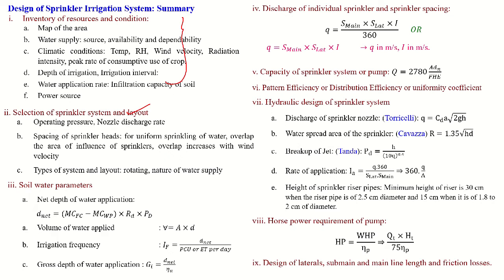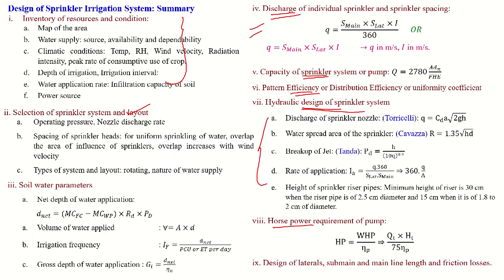Next, soil water parameters, discharge of your sprinkler, and spacing between your laterals and spacing between your sprinklers also we need to take into consideration. Next, capacity of your individual sprinkler and pumping system, and pattern efficiency of your sprinklers, and hydraulic design of your sprinkler, like nozzle diameter, pressure, spread area, breakup jet, and water application from your sprinkler irrigation system we also take into consideration.